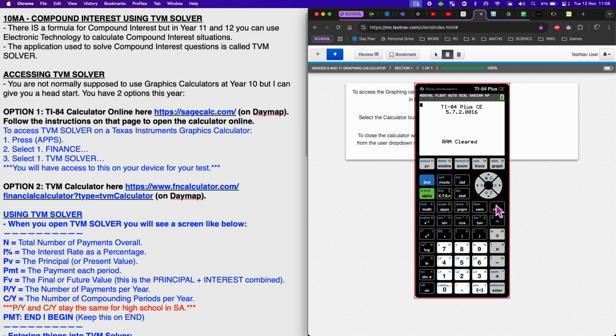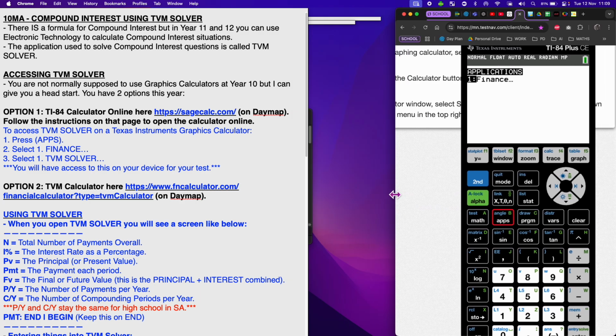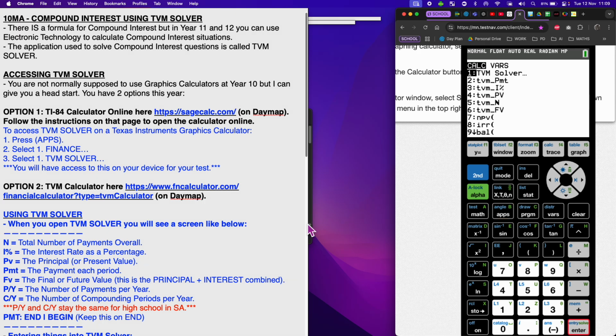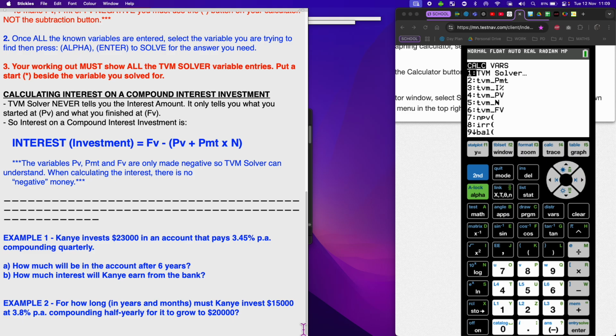How do I access my finance stuff on the graphics calculator? Can you see a button on here that says apps? Can you press the apps button, please, so you can follow along? Apps. Can you see a menu item that says finance there? Can you press enter on that? Can you see an option in the menu that says TVM Solver?